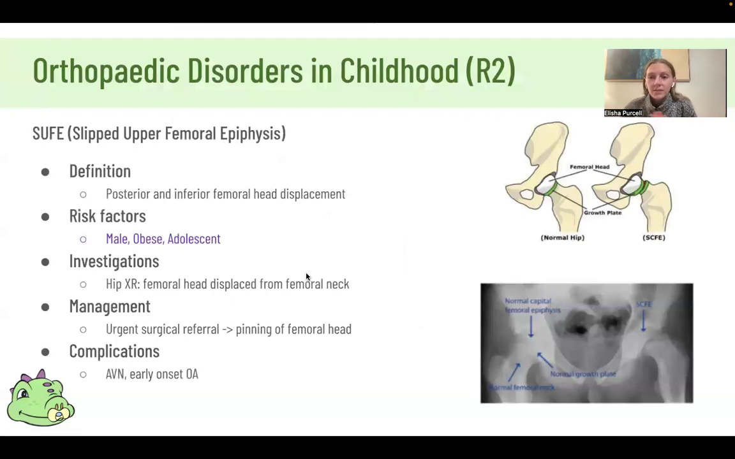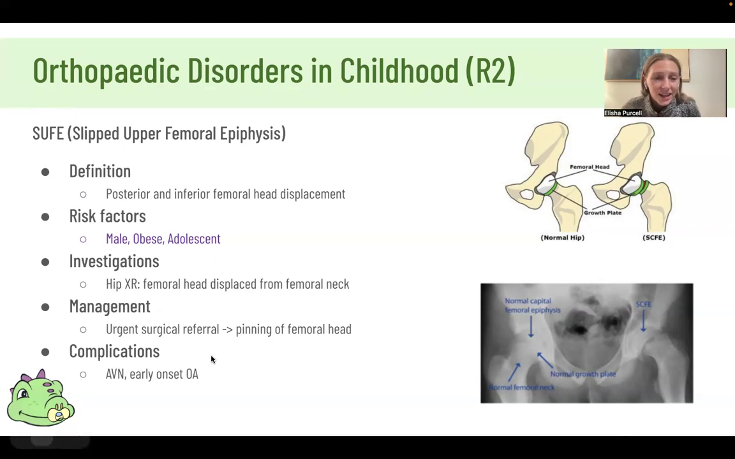So the next range of conditions we're talking about now come under the orthopedic disorders in childhood. It covers a range of different conditions, and I'm just going to be talking about a few of them. So for SUFE, what actually is it? It's a posterior and inferior femoral head displacement. Risk factors, like I said before, the big buzzwords, they're going to be male, obese, and adolescent or a teenager. They're going to be growing, going through a growth spurt.